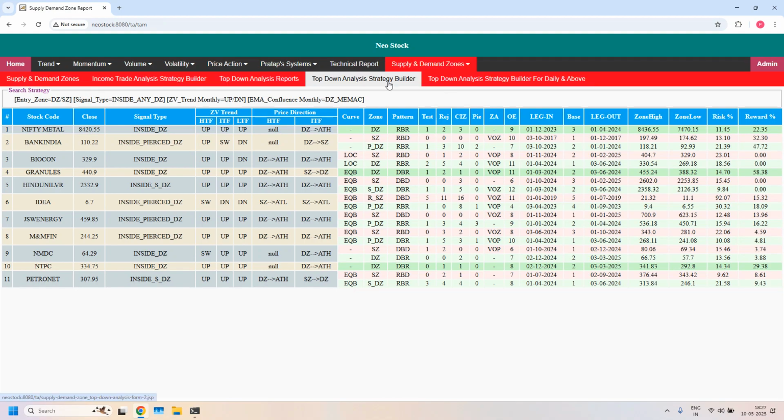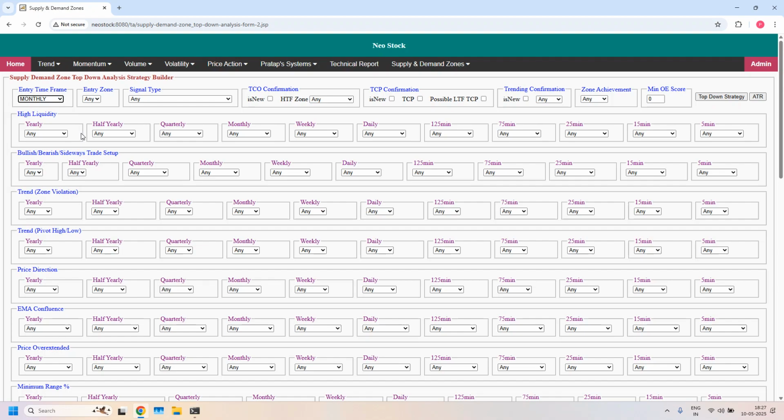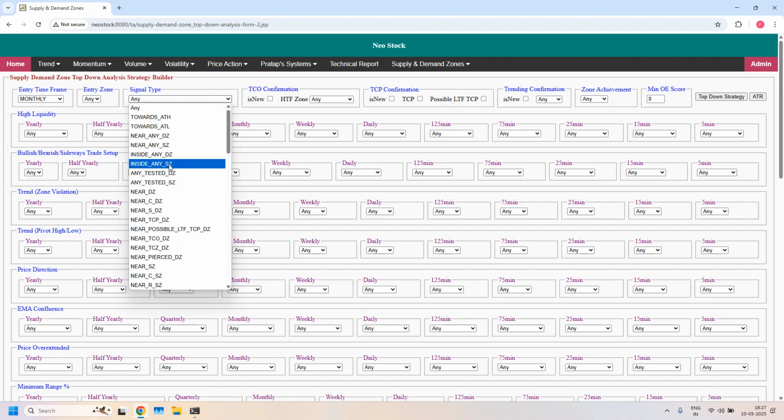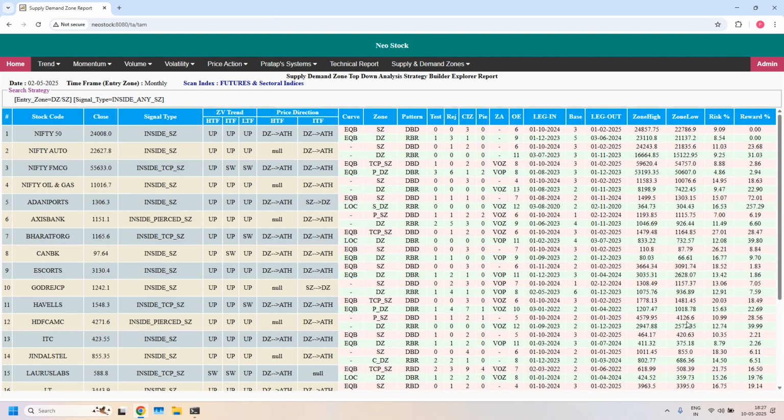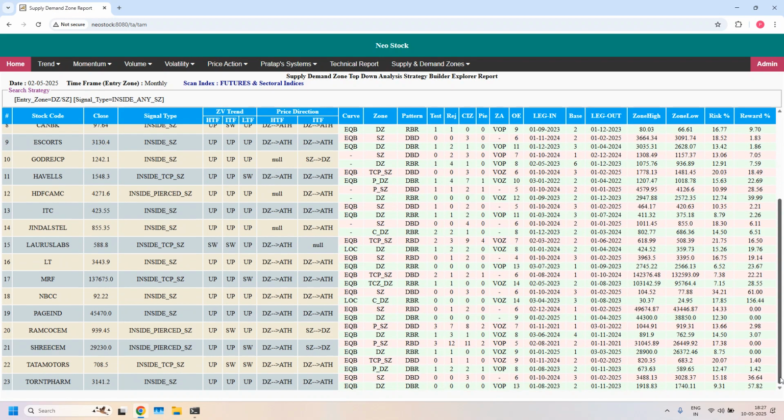Okay, next price closed inside the monthly supply zone. We got several stocks. First 15 stocks in the list. Scrolling the list down. So total 23 stocks are filtered. Out of these 23, how many are having monthly supply zone with monthly EMA confluence? Let's filter.